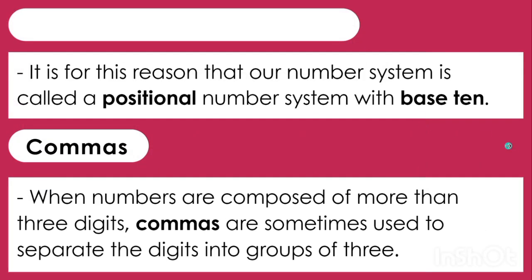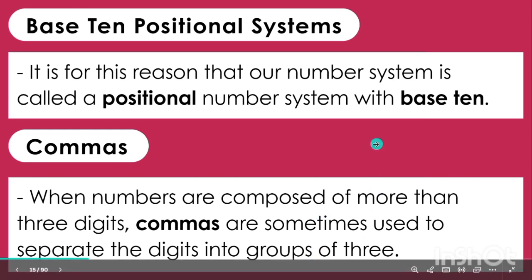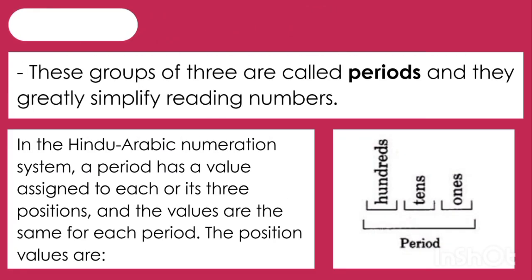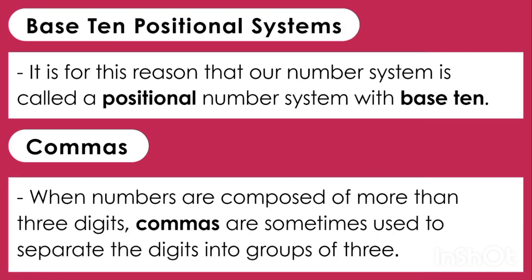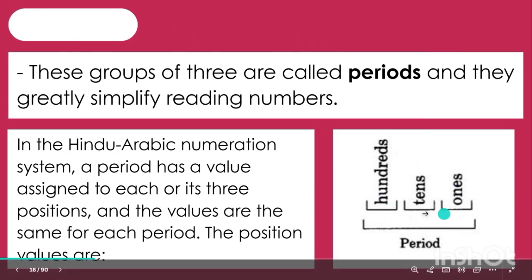It is for this reason that our number system is called a positional number system with base 10. Every digit is multiplied by 10 based on its position. The comma is used to separate the digits into groups of 3. Notice in the number 1,398, there is a comma after the 1,000. The purpose of this is to separate the digits into groups of 3: the ones, tens, and hundreds.